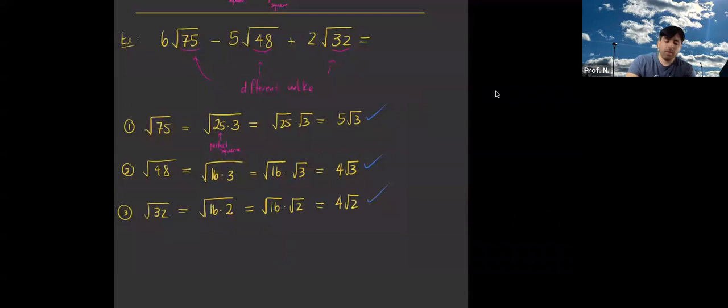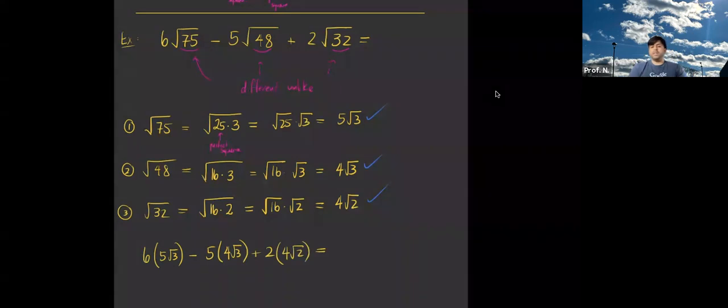Great. Now I go back to my original expression that I'm trying to evaluate, and I'm going to plug in those radicals with the simplified version. So instead of writing 6 rad 75, I'm going to write 6 multiplied by parentheses 5 rad 3. So I'm replacing rad 75 with 5 rad 3, minus 5, and then rad 48 is really 4 rad 3 plus 4 rad 2. So all I did was I replaced rad 75 with 5 rad 3, rad 48 with 4 rad 3, and rad 32 with 4 rad 2.